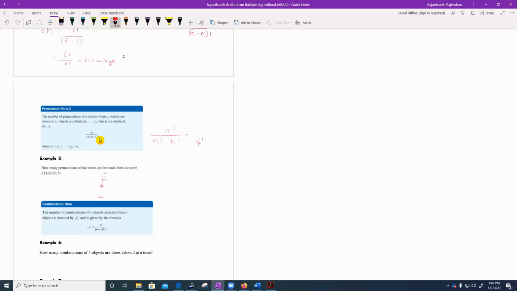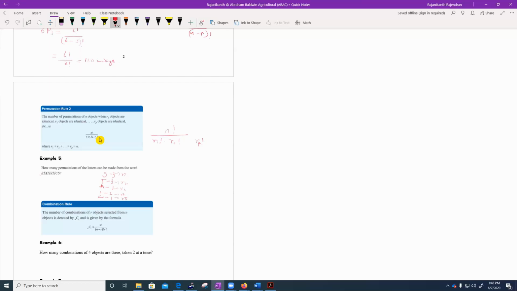Now count how many times each letter repeats. S appears 3 times, T appears 3 times, A appears only once, I appears twice, and C appears only once. So like that, you count the number of each. You could think of these as r1, r2, r3, r4, and r5.